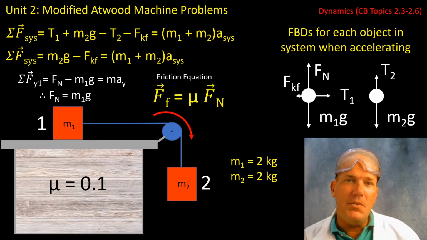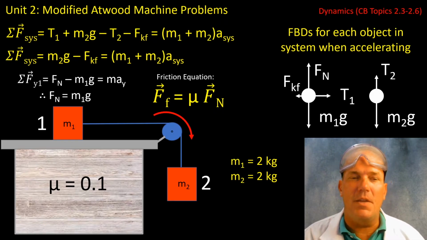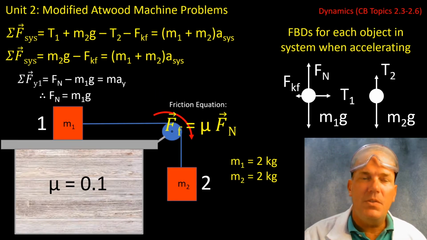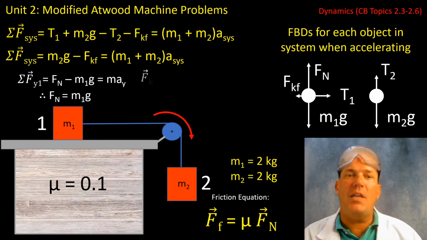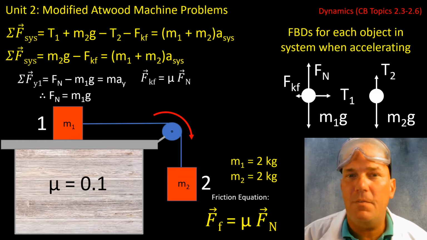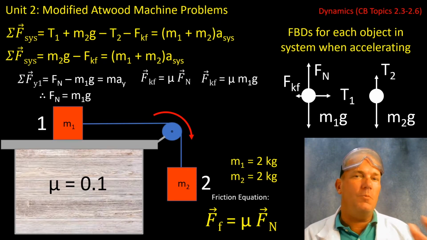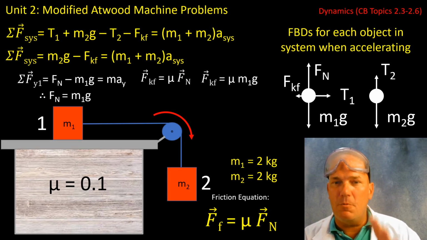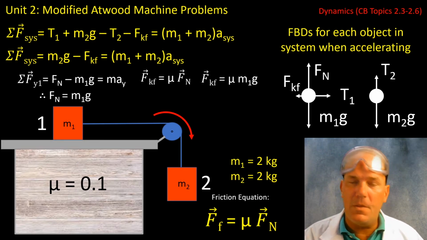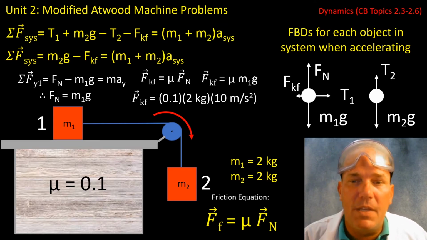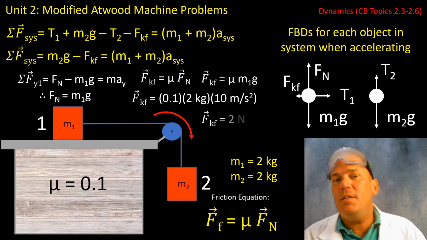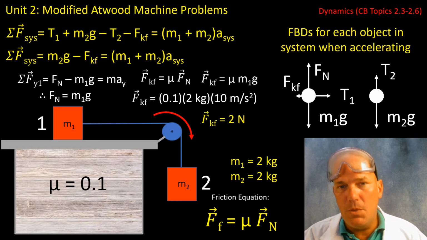We can then use the physics is fun equation to substitute m1g and to ultimately solve for the force of kinetic friction. Okay, so when we sub in m1g, which is force normal, for the mass on the surface, we can then solve for the force of kinetic friction and find it to be 2 newtons.